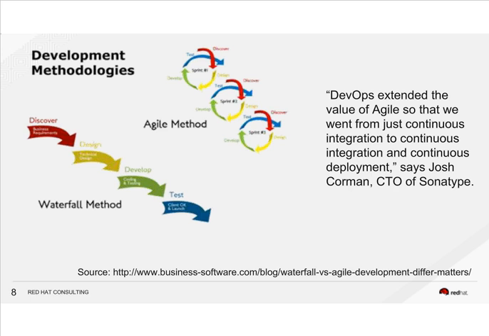So let's talk about this quote that I have on the screen. DevOps extended the value of Agile so that we went from just continuous integration to continuous integration and continuous deployment. So, when we were doing Agile, people still did CI. Continuous integration was hugely common. We had our CI builds. We ran our builds. We ran our tests. What was missing here was we didn't typically deploy in an automated fashion still. It was better than waterfall, but we're still missing that piece of deployment being baked into these pipelines.